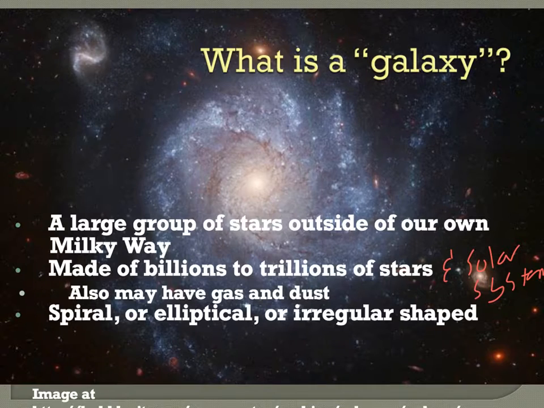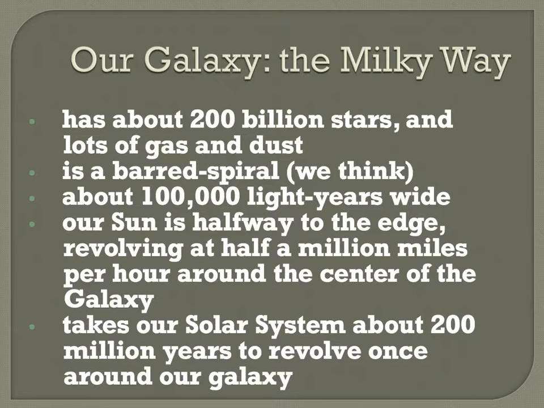Our galaxy is the Milky Way. It has about 200 billion stars and lots of gas and dust. It is a barred spiral, so you can actually see it on a really nice night if you're not around a lot of light. It's about 100,000 light years wide, which means it takes light 100,000 years to travel across. Our sun is halfway to the edge, and it takes our solar system about 200 million years to revolve once around our galaxy. Our planets take a year to revolve around our sun, but our solar system is revolving around this giant galaxy over 200 million years.